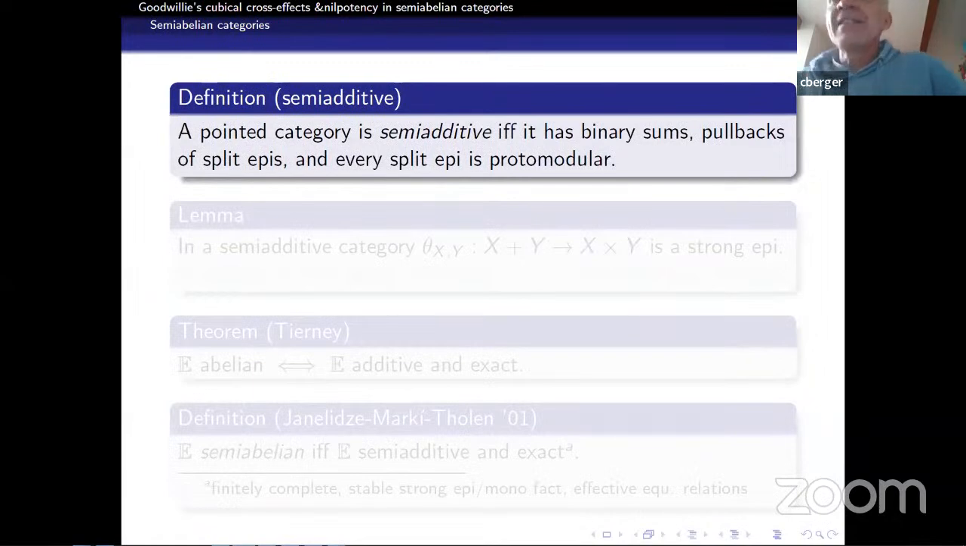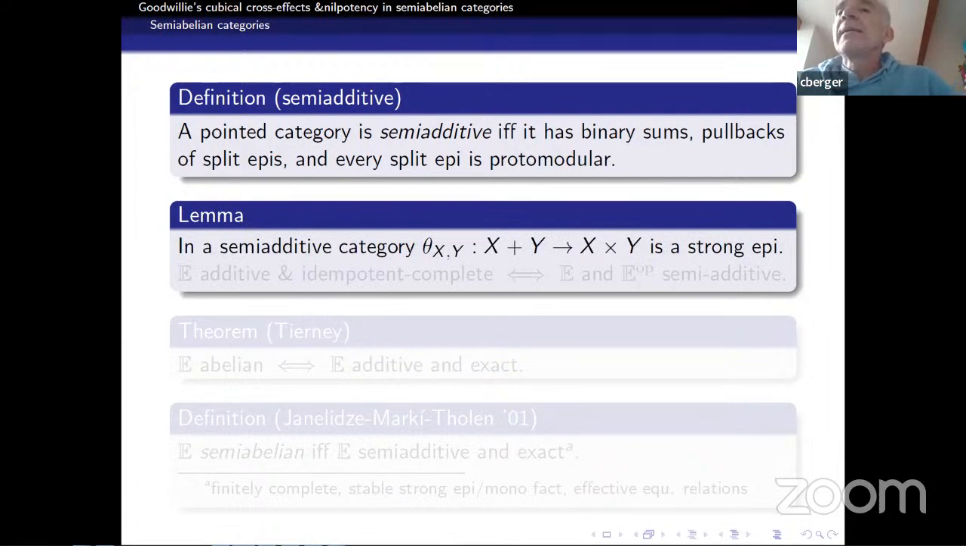Now, I define a pointed category to be semi-additive if it has binary sums, pullbacks of split epis, and if every split epi is protomodular in this sense I just gave. So an additive category is semi-additive, but you have some property which will be very important. When you have a semi-additive category, then you have a canonical map from the sum to the product, because the product can be seen as a split epimorphism to one of the two factors, and this gives you a map from the sum to the product, which must be a strong epi.